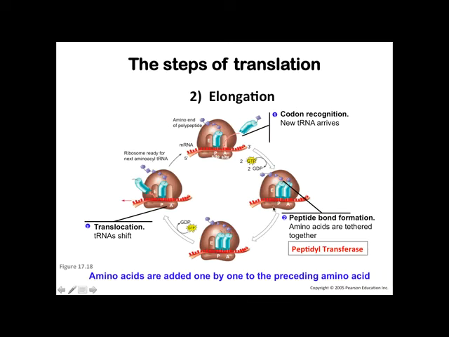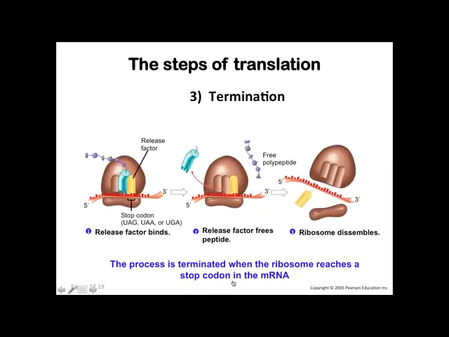So we're now here. And then what happens is the tRNA translocates. It shifts over from the A site to the P site. This tRNA that previously had the amino acid chain gets ejected, and the cycle continues. So the most important thing that's happening here is that there's this peptide bond that's being formed. So amino acids are added one by one to the preceding amino acid.